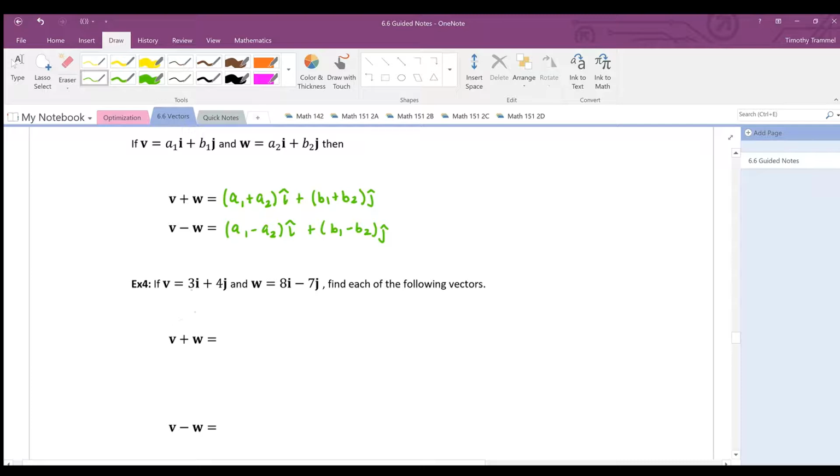Again, we first add these horizontal components, 3 and 8, so that's 11i. And then we'll add the vertical components, 4 plus -7, so that's minus 3j. And then subtracting them is going to be just as easy. 3 minus 8, so that's minus 5i, and then 4 minus negative 7, so that's 11j. So plus 11j.